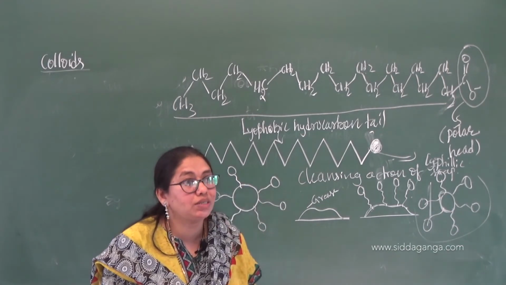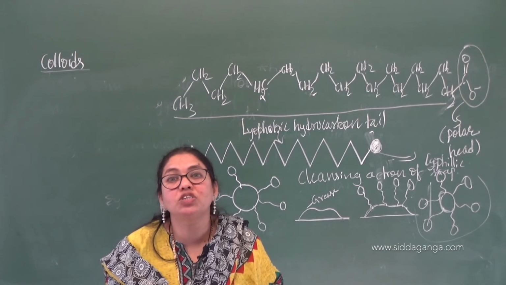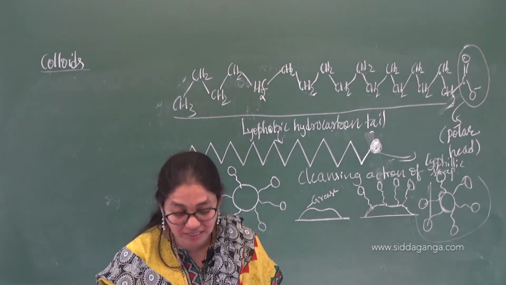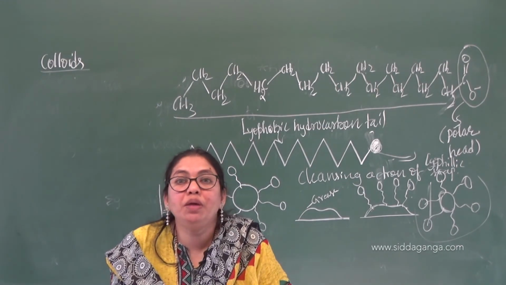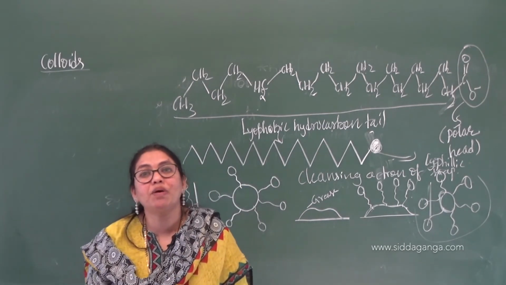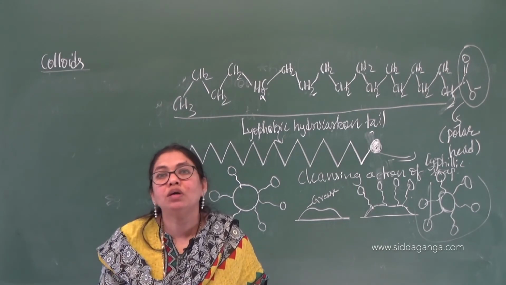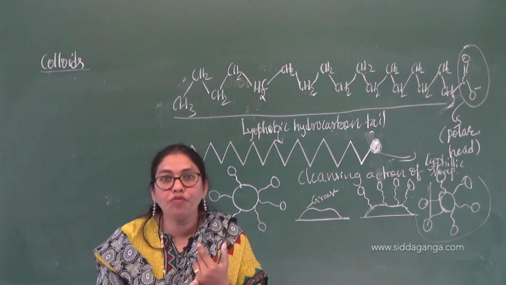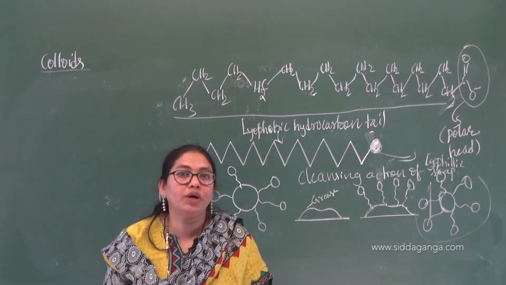So till now we have discussed three different types of classifications of colloids. The first one, based on the type of dispersed phase and dispersion medium, into 8 types, which is very important. We are already done with the second type, based on the type of interaction between the dispersed phase and dispersion medium, that is lyophilic and lyophobic colloids. They are also very important for your board exams.